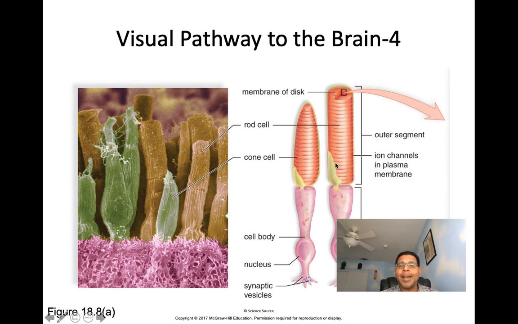And we've also got ion channels in the plasma membrane here. And then here we've got the inner segment and the synaptic endings. With the cone cells, we've got the same thing. Here's the outer segment, but the outer segment is cone-shaped. And here we've got the inner segment and then the synaptic vesicles.